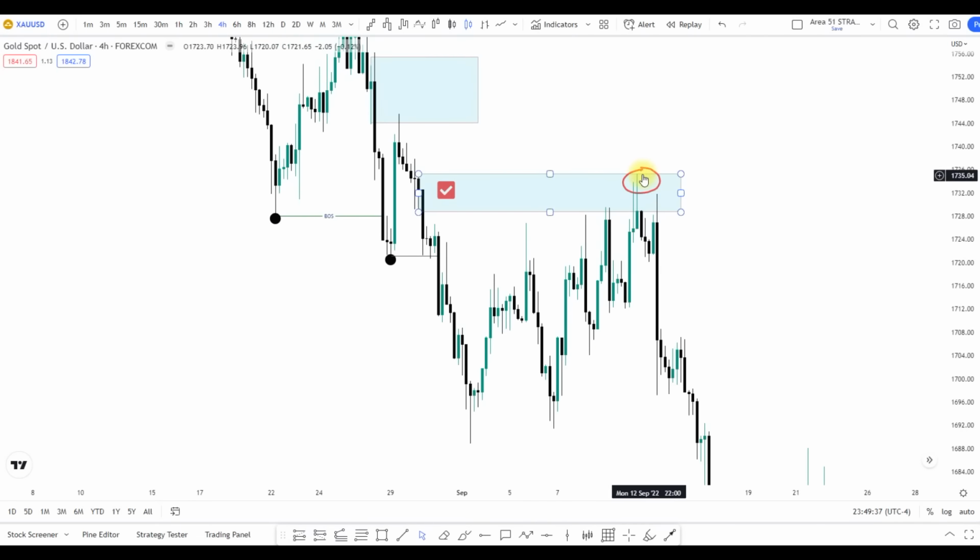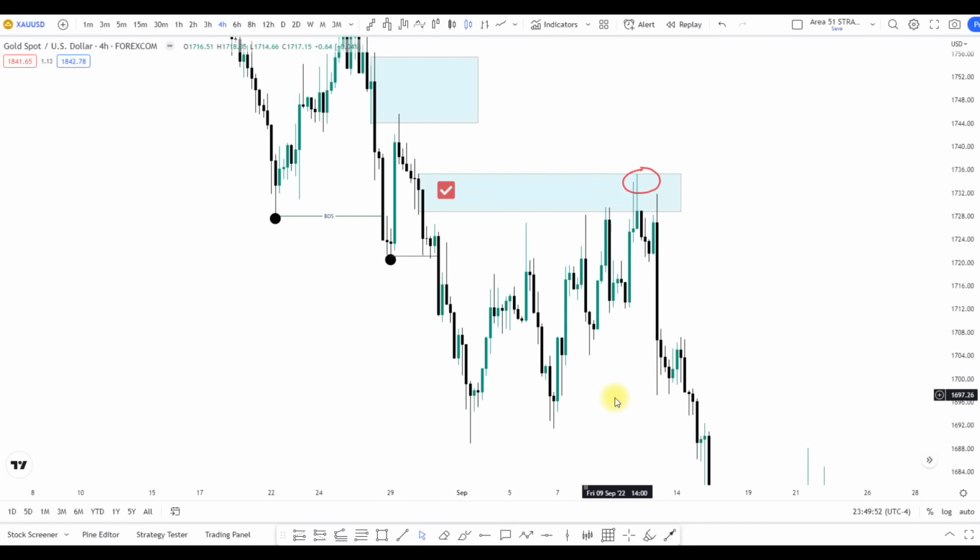Once you identify this on the higher time frame, you have to get that confirmation from the lower time frame. If you are a day trader, you go to the 15-minute or the 5-minute time frame, or even, if you're an expert, you can go to the lower time frame, like the 1 minute, to get a precise entry.